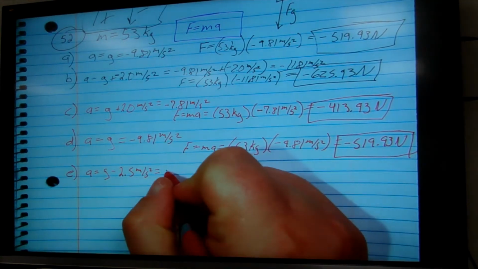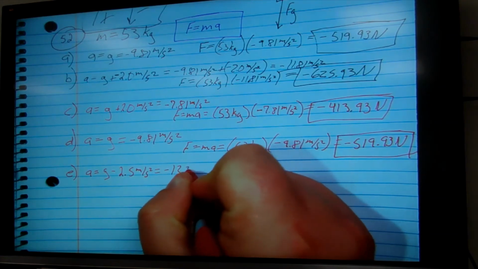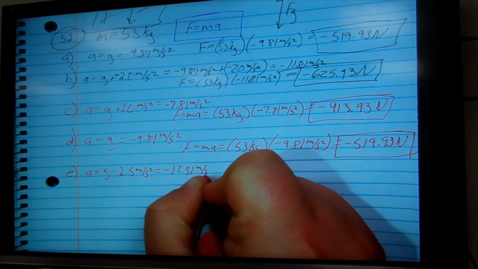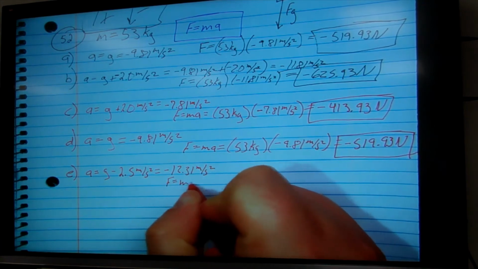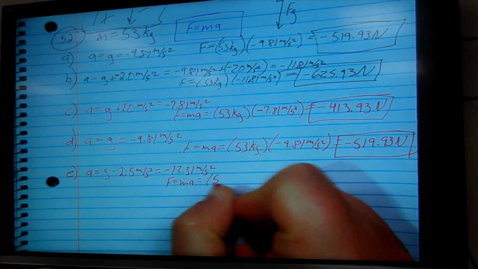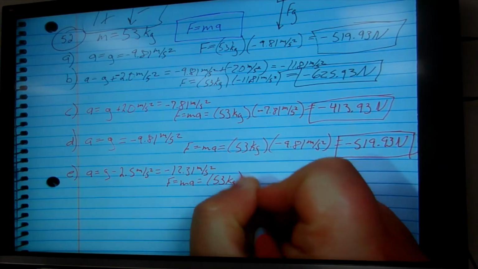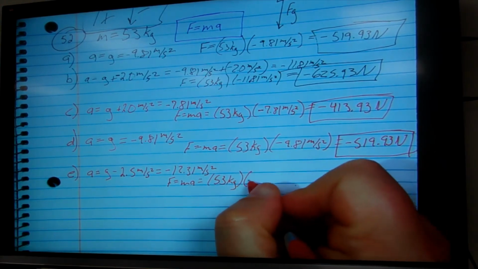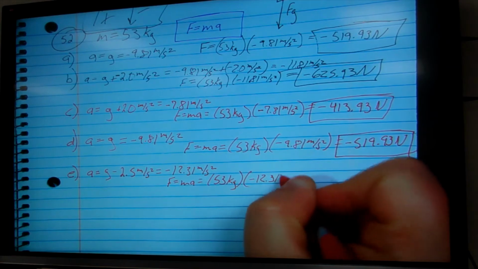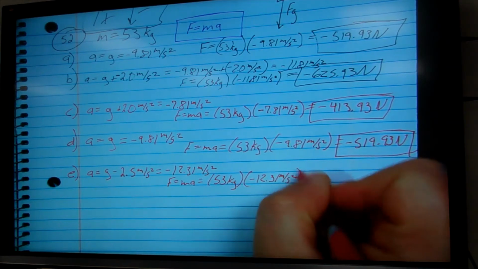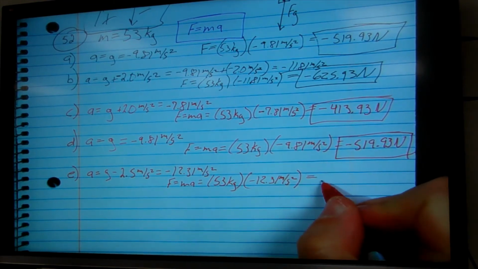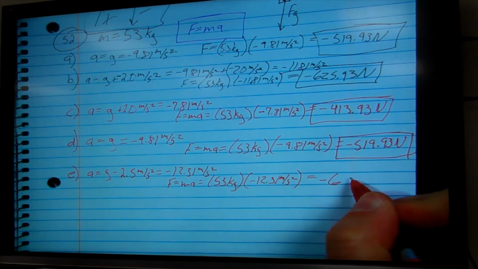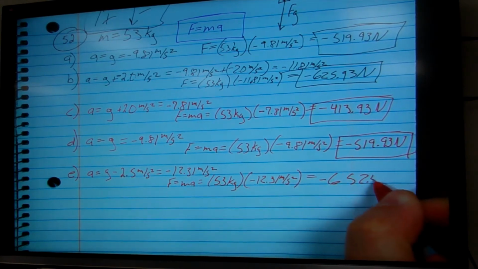So we get an acceleration of negative 12.31 meters per second squared. So we will get a force, mass times acceleration, which is 53 kilograms times negative 12.31. Multiply that out with a force of negative 652.43.